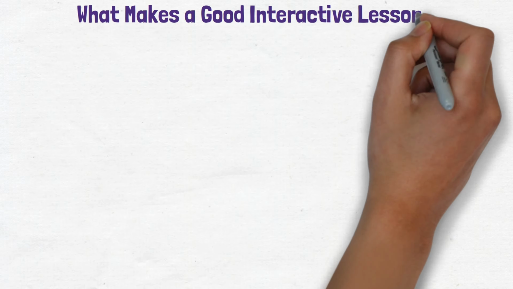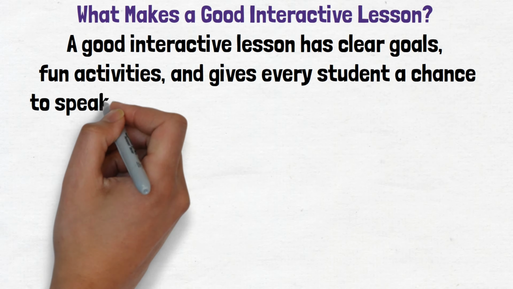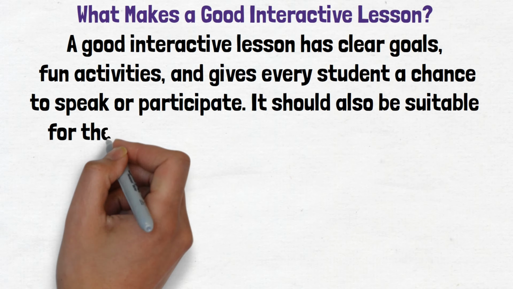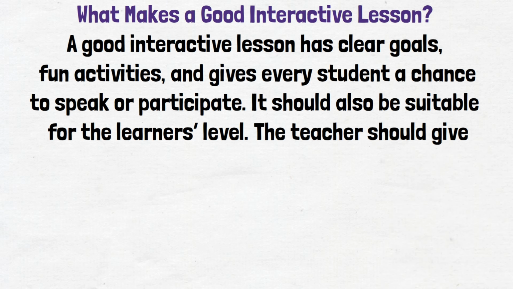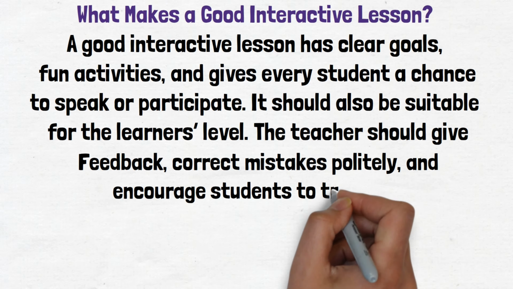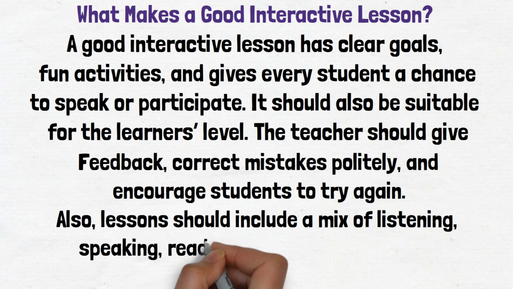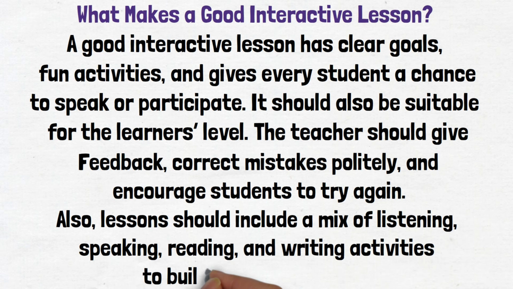What makes a good interactive lesson? A good interactive lesson has clear goals, fun activities, and gives every student a chance to speak or participate. It should also be suitable for the learner's level. The teacher should give feedback, correct mistakes politely, and encourage students to try again. Also, lessons should include a mix of listening, speaking, reading, and writing activities to build all skills together.